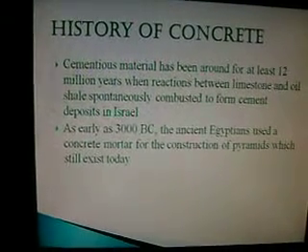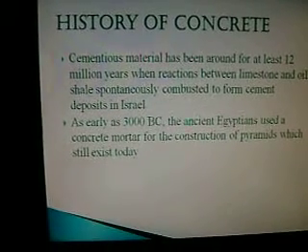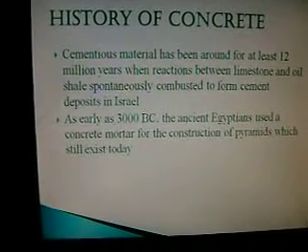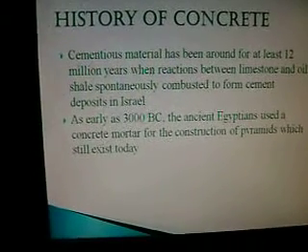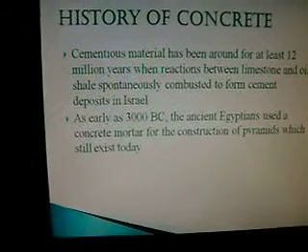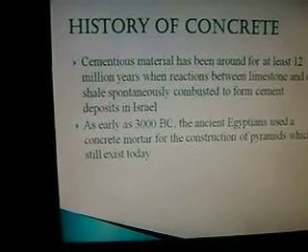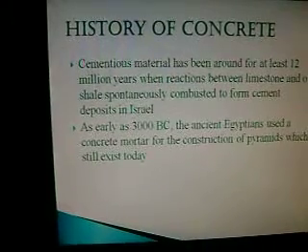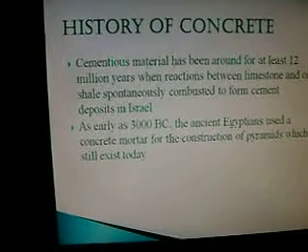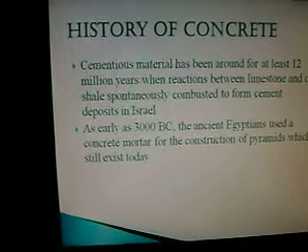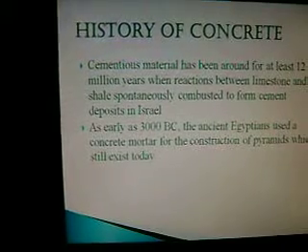So, in essence, cement is material that dates back at least 12 million years when reactions between limestone and oil shale spontaneously combusted to form cement deposits in Israel. So, cement has been around quite a while, and as early as 3000 BC, the ancient Egyptians used a mortar for the construction of their pyramids. Now, I'm going to be talking about Roman concrete, which is quite similar to modern concrete.